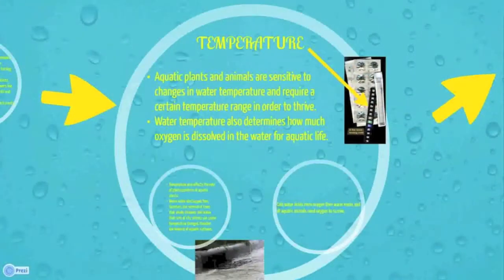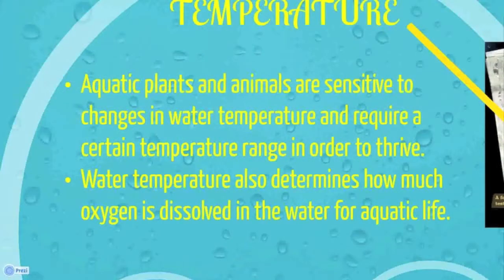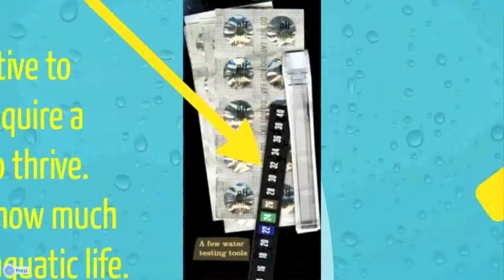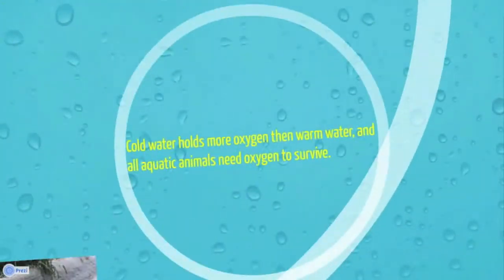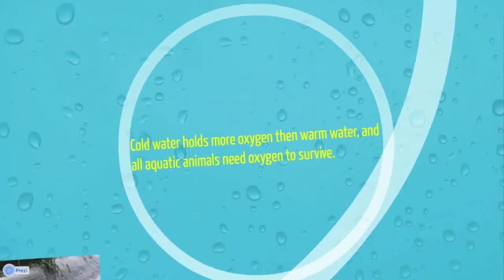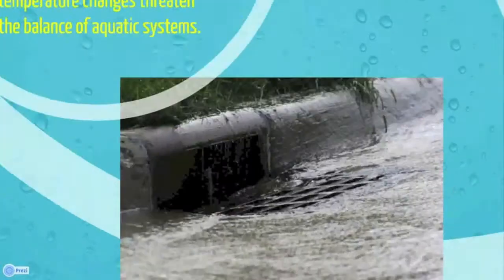Now we'll tell you about temperature and why it's important. Aquatic plants and animals are sensitive to changes in water temperature and require a certain temperature range in order to thrive. Water temperature also determines how much oxygen is dissolved in the water for aquatic life. That's the tabs that you will be using to test. Cold water holds more oxygen than warm water, and all aquatic animals need oxygen to survive.